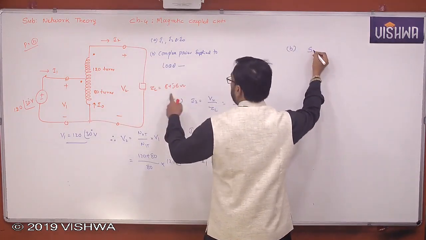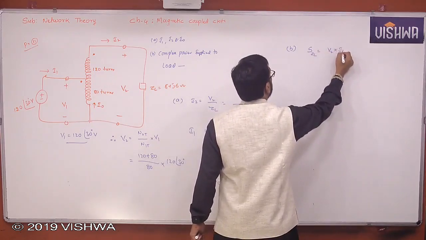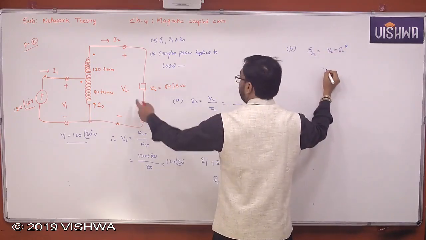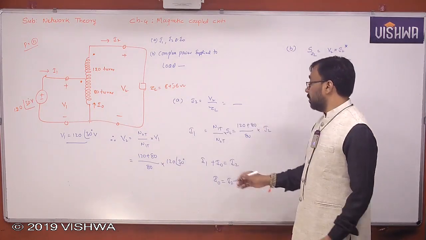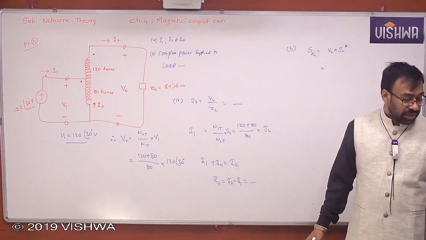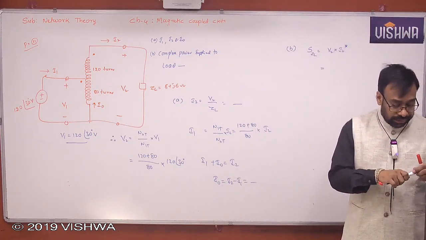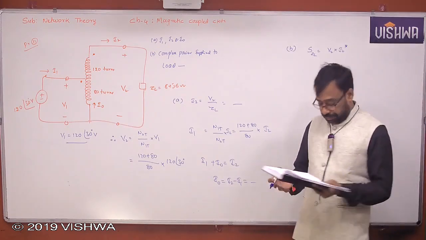Once you know I2, the complex power supplied to ZL is V2 into I2 conjugate. You know V2 here, and you know I2 very well here. You can just substitute and find the values. So I'll just give you the values here. I think all of you understand the procedure.